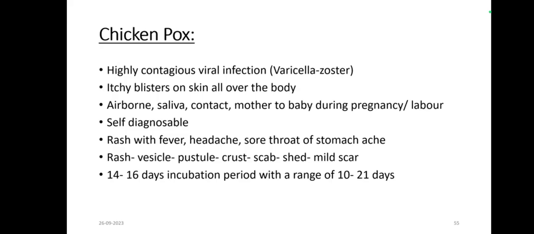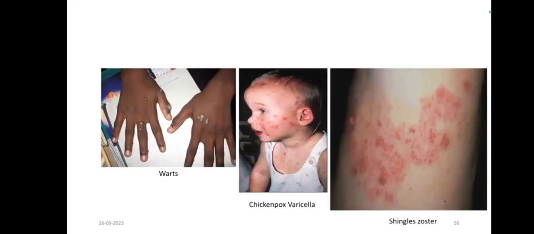It's a varicella-related condition with itching vesicles, which later turn into pustules, then form a crust, then a scab, which gets shed off, leaving a mild scar. This is the series of presentation of chickenpox. Usually the incubation period is 14 to 16 days; it can be shorter, like 10 days, or extend up to 21 days. But on average, 14 to 16 days is the incubation period.